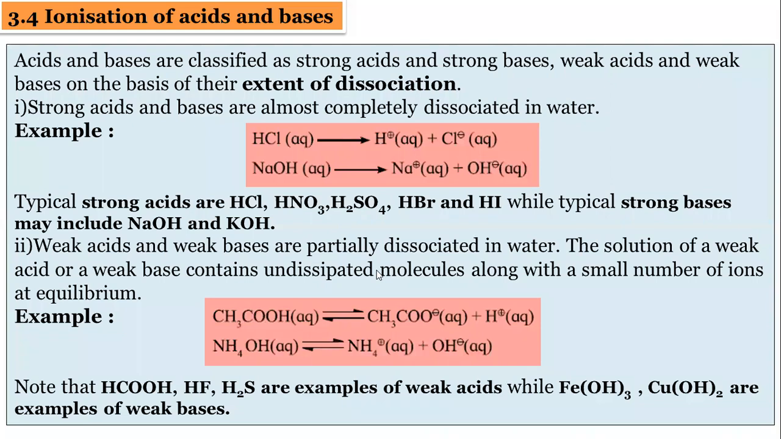Then I am coming to the ionization of acids and bases. Ionization is also called dissociation, or the formation of ions. So acids and bases are classified as strong acids and strong bases, weak acids and weak bases, on the extent of dissociation. I already explained this earlier in the definitions of strong electrolyte and weak electrolyte. Strong acids and bases almost completely dissociate in water, remember. Example, HCl completely dissociates, giving H plus and Cl minus. NaOH completely dissociates, giving Na plus and OH minus.